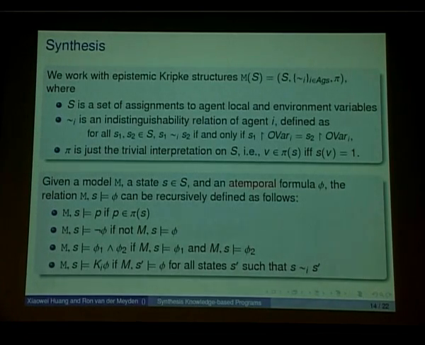Before we say how to do the substitution, let's do something easy. This is the typical epistemic Kripke structure. It's a triple: we have a set of states, we have an indistinguishability relation, and we have a labeling function. Here the indistinguishability relation is defined such that if two states are the same, they should be assigned the same observable variables. This is the regular one, and the semantics of the logic is standard.